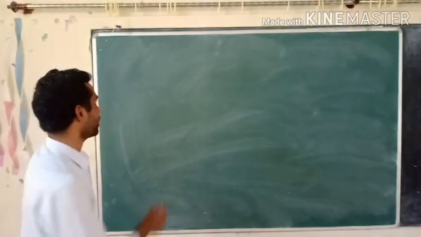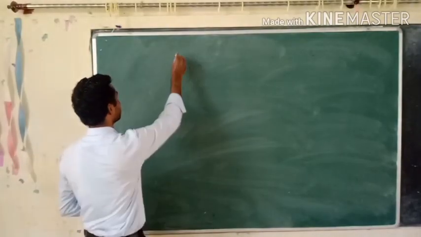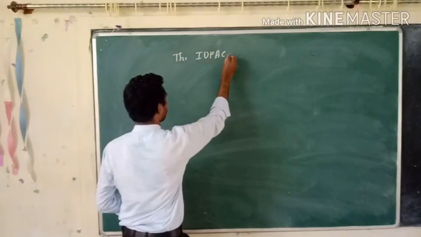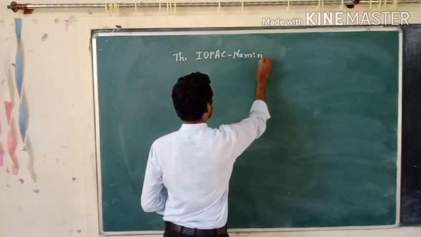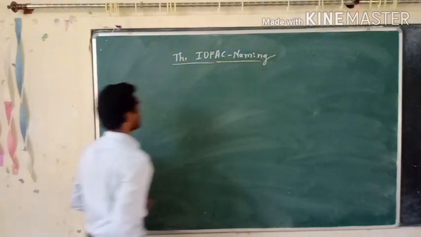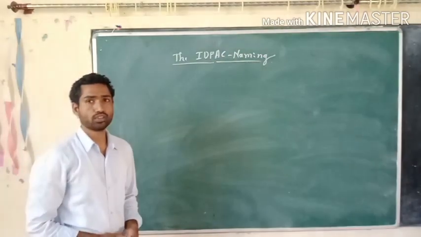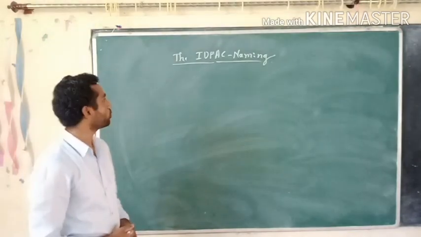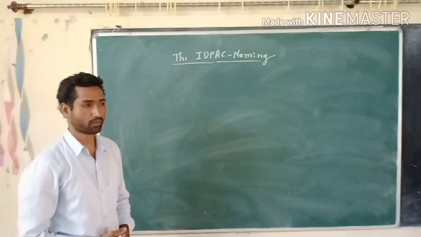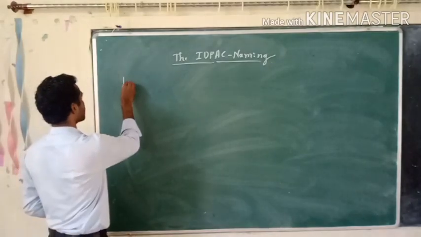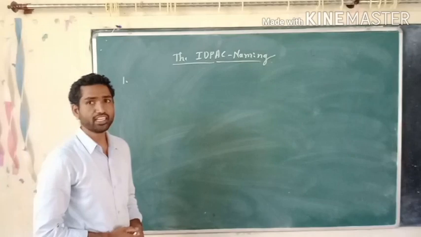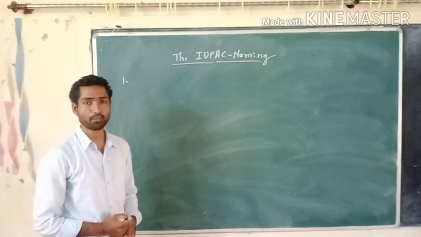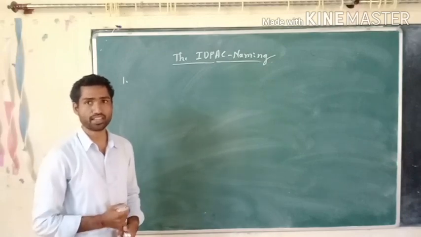So let us start with the IUPAC naming. We have to follow three important rules in order to name organic molecules according to IUPAC directions. The first rule is that you have to identify the longest carbon chain containing the functional group. That is the first rule.